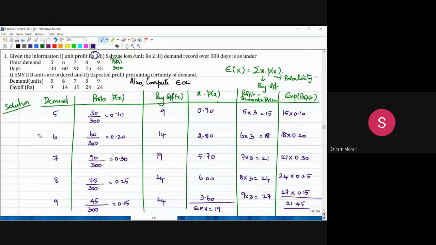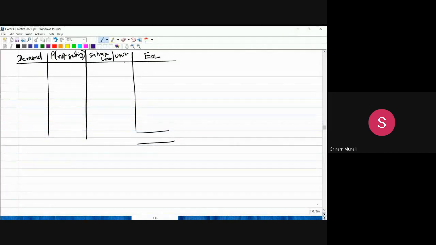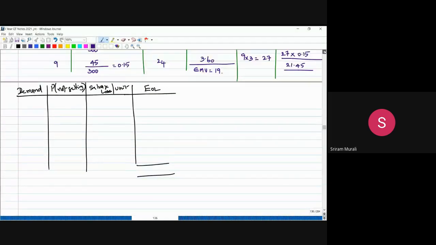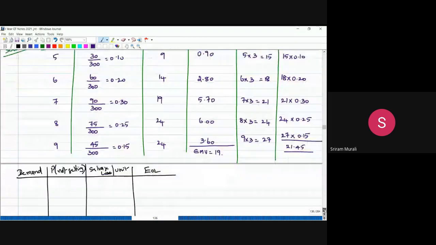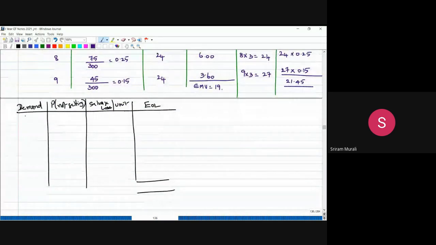Okay, sir. Next, we want to find expected opportunity loss. What is EOL? Expected opportunity loss. So that is the next case. You know the same question: what is the demand? Demand is 5, 6, 7, 8, 9.